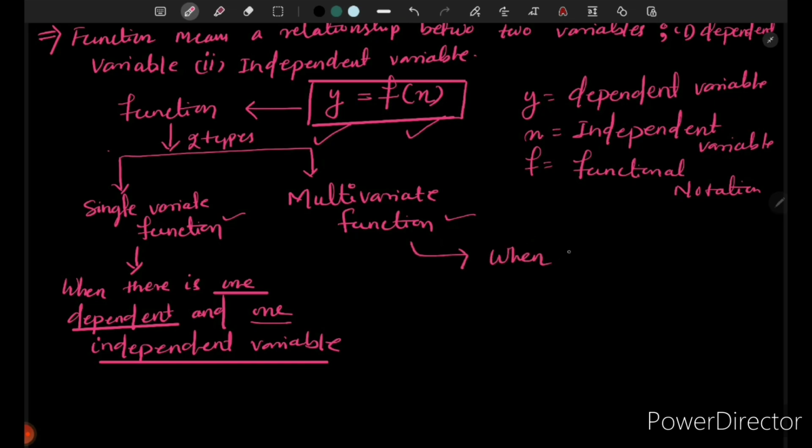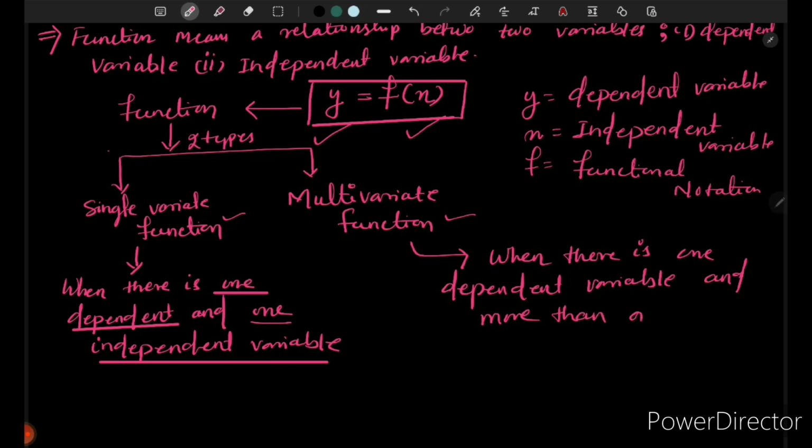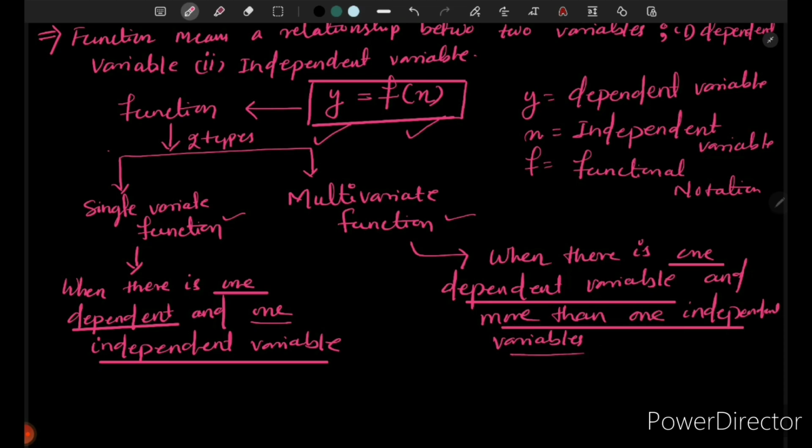When there is one dependent variable and more than one independent variables, so that is called a multivariate function. Remember, one dependent variable and more than one independent variable.